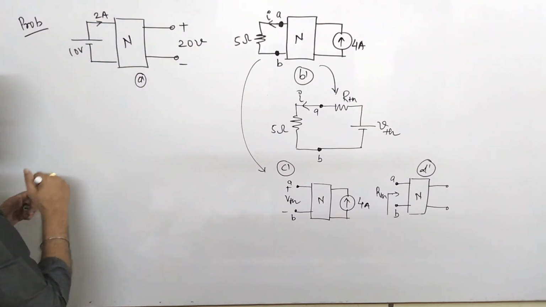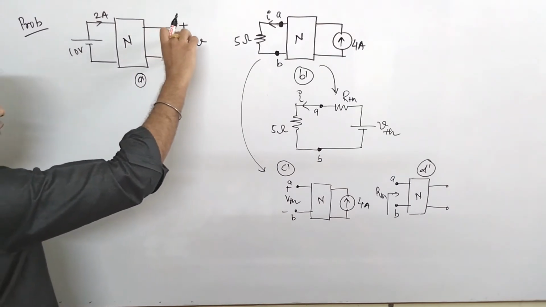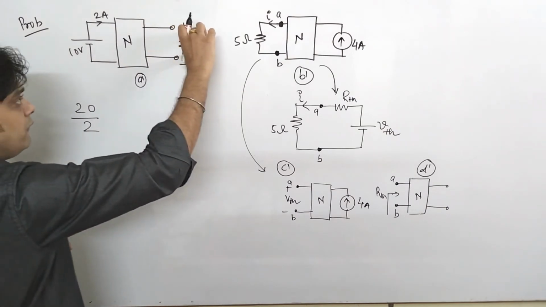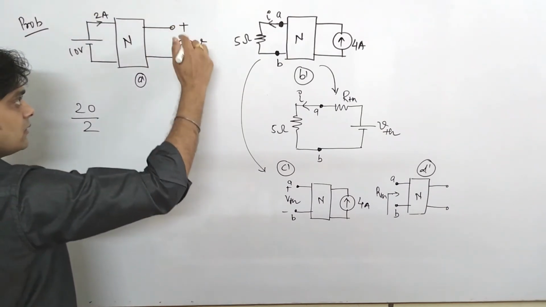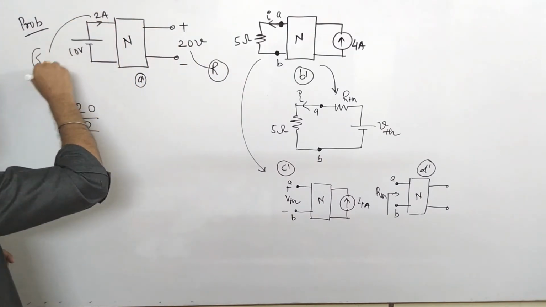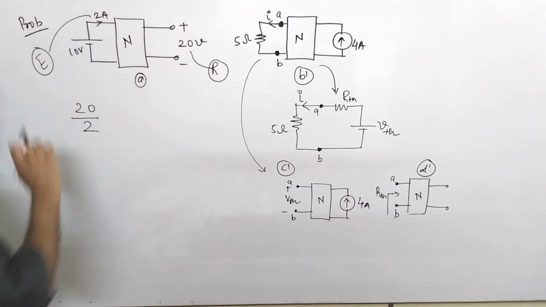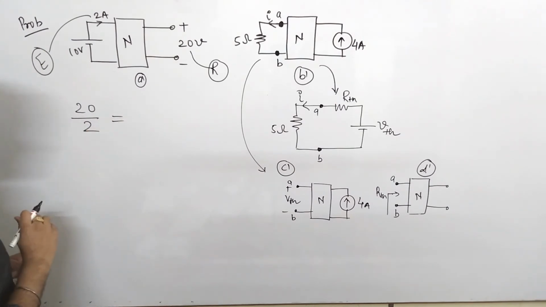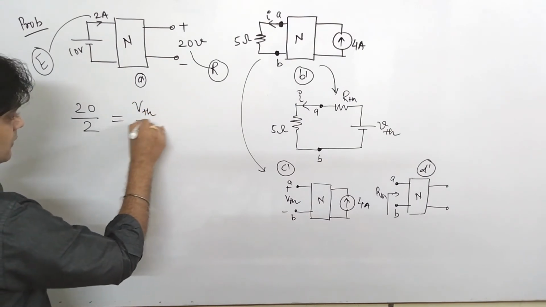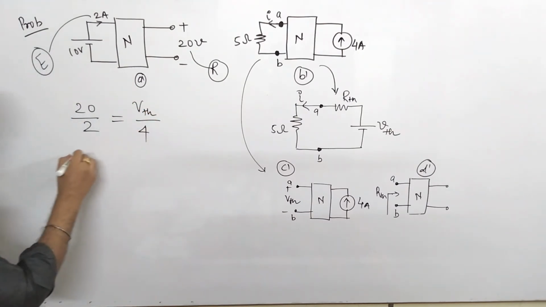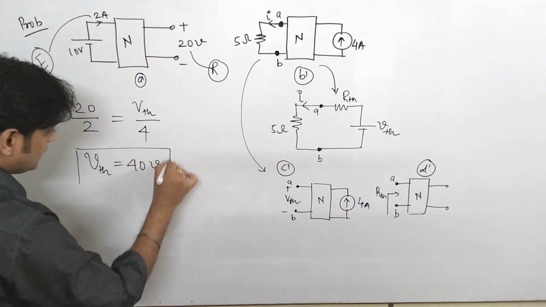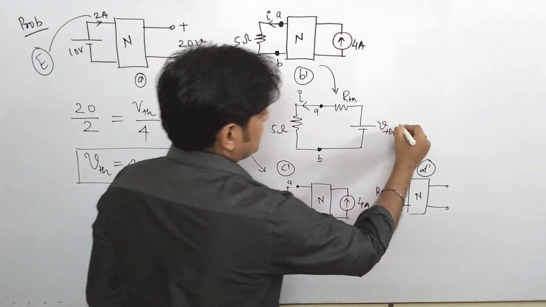How? See, the ratio of response to excitation: 20 by 2, that is V by I. This is your response R, and this is your excitation E. So the ratio of response to excitation, that is 20/2, is here VTH by 4. So the value of VTH comes to be how much? It is 40 volt. Very simple. The value of VTH is 40 volt.